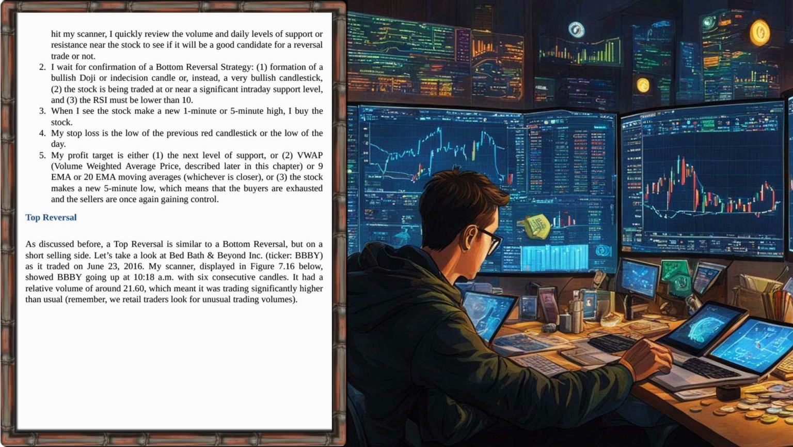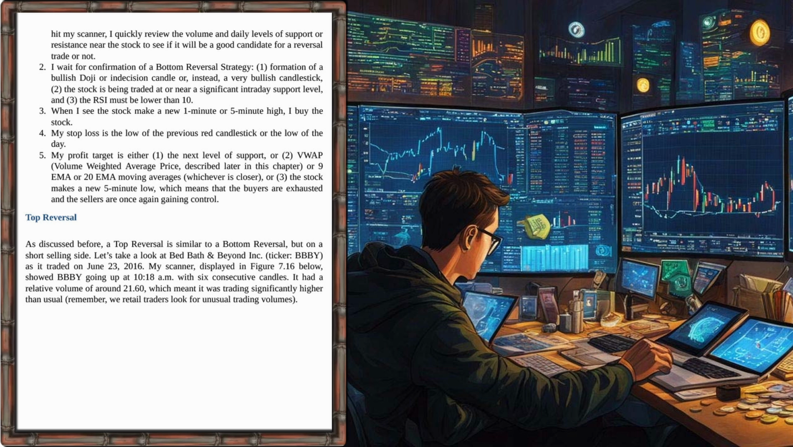5. My profit target is either 1. The next level of support, or 2. VWAP, volume weighted average price, described later in this chapter, or 9 EMA or 20 EMA moving averages, whichever is closer, or 3. The stock makes a new 5-minute low, which means that the buyers are exhausted and the sellers are once again gaining control. Top reversal. As discussed before, a top reversal is similar to a bottom reversal, but on a short selling side.